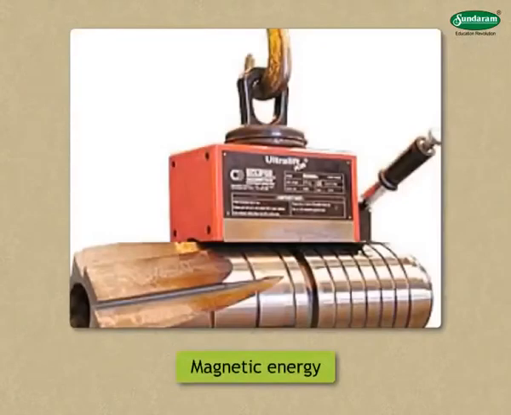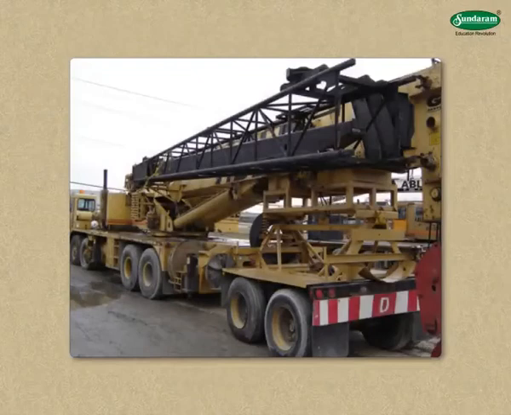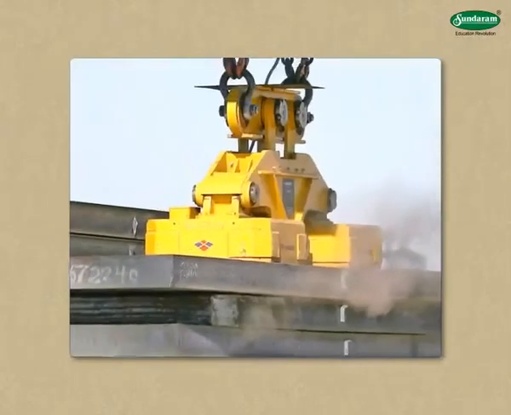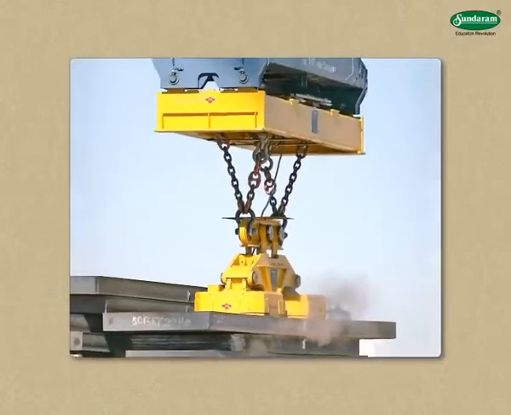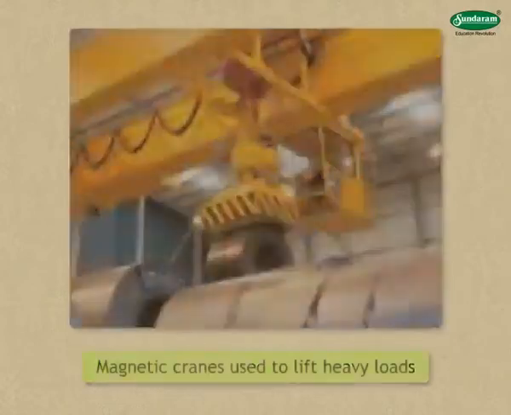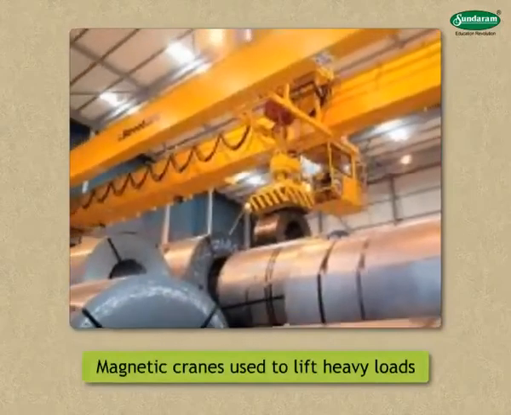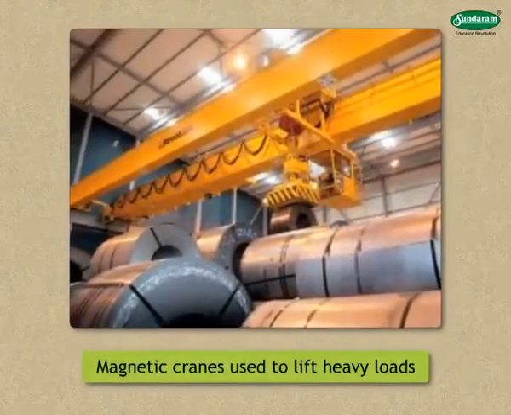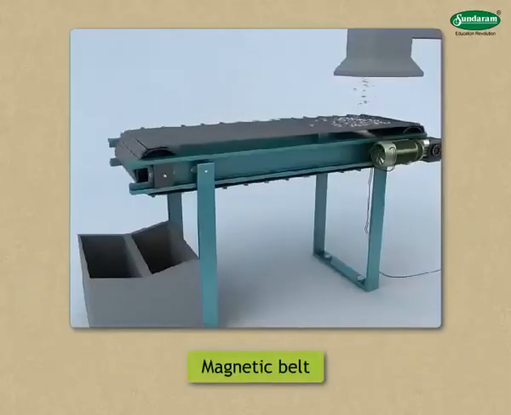Magnetic energy is a form of energy. You know that magnetic force can be used to do work. Big machines have been designed which make use of this force. Magnetic cranes are used to lift heavy loads. A magnetic belt is used to separate iron from other scrap.